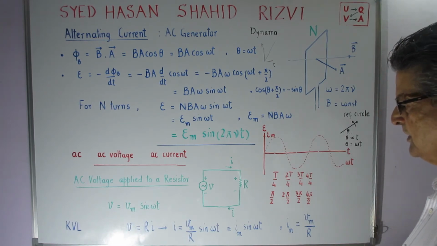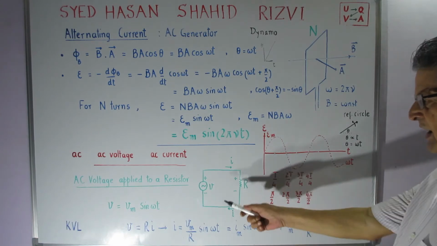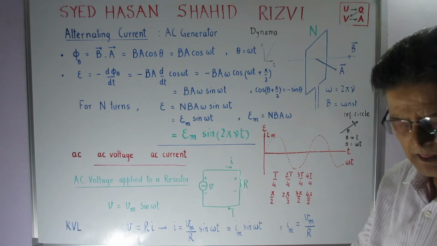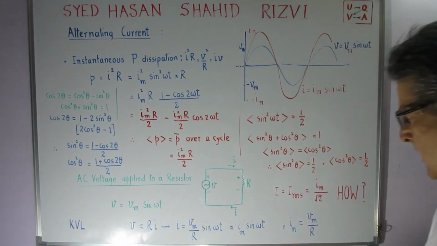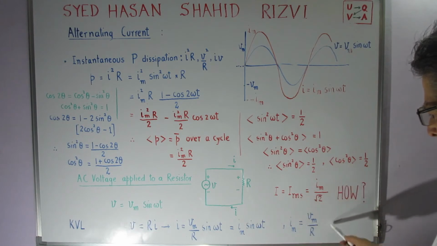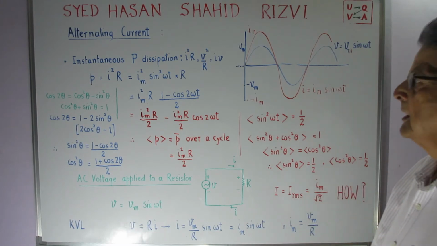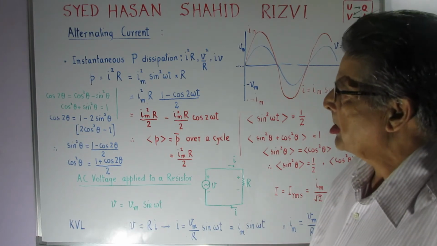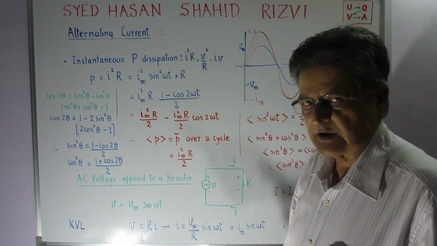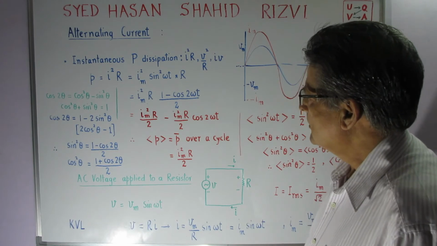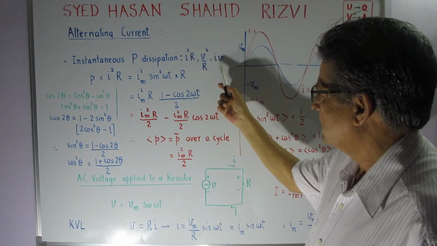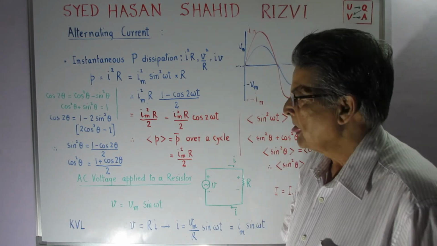There is much more than meets the eye if we stop here. So we continue. We had this AC voltage applied to a resistor. We found that Im is equal to Vm upon R. And now let us take up the instantaneous power dissipation in the resistor, which we have defined earlier as I square R, V square upon R, and I into V.